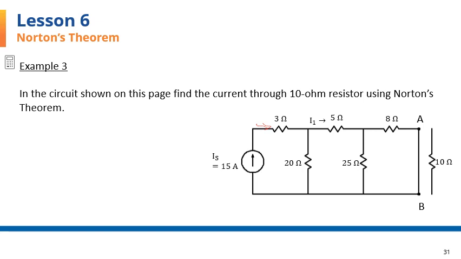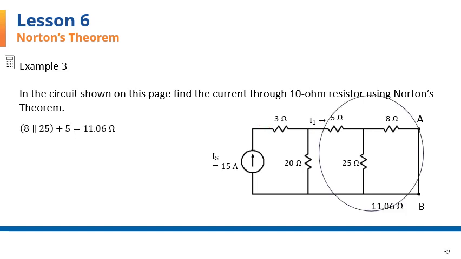So we're interested in I1. I1 is calculated. Well, first of all, we need to calculate the total resistance of the cluster of resistances in the circuit, and that comes to 11.06 ohms. Then we use the current divider to find I1 from the 15 amps flowing into this junction, and that comes to 9.659.